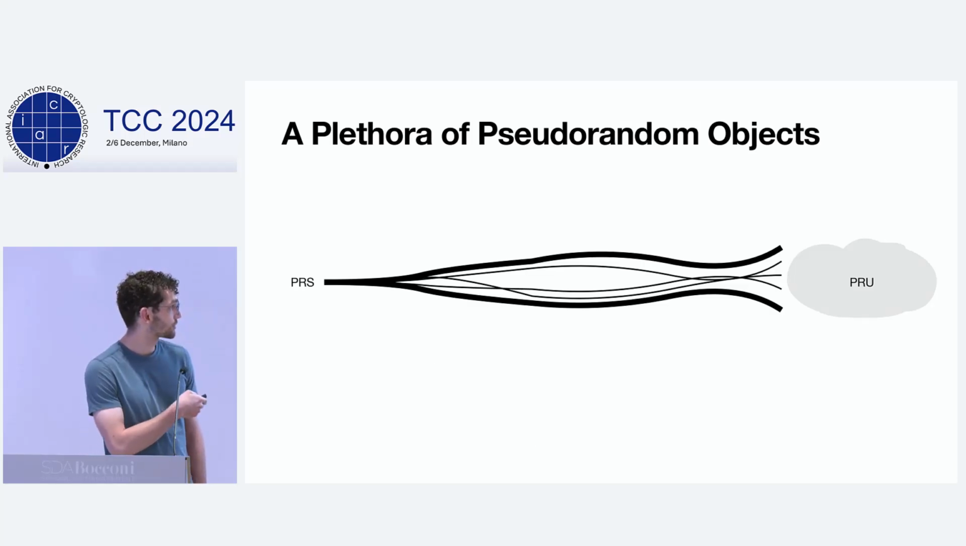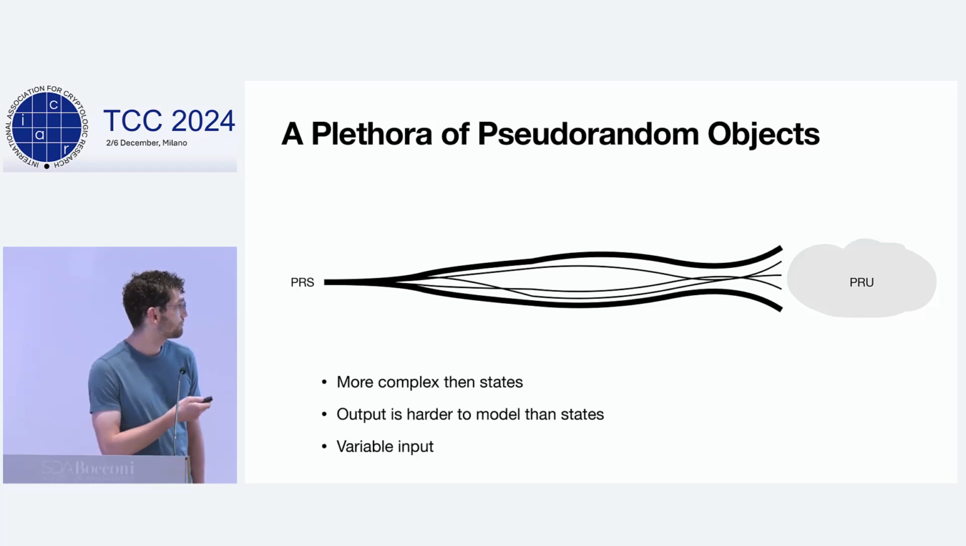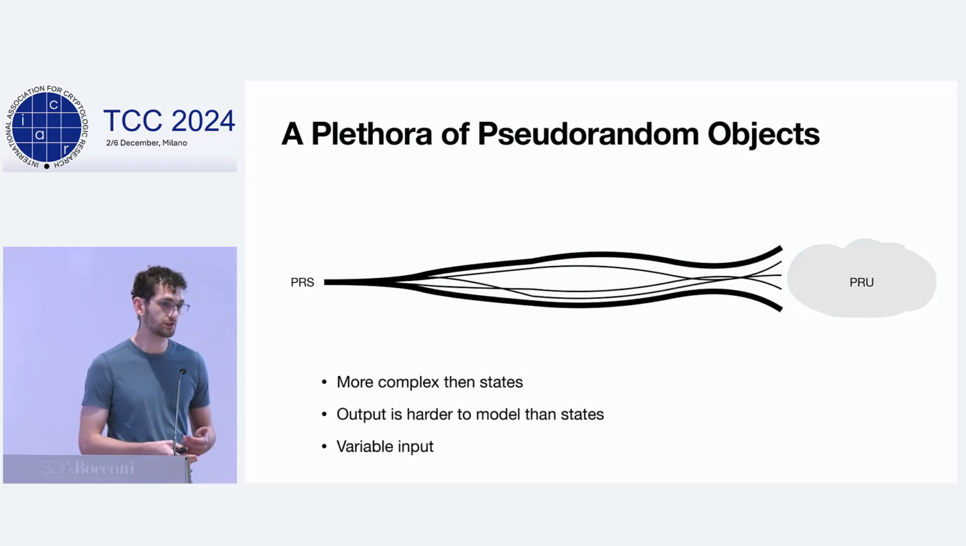And since the introduction, there have been a plethora of pseudorandom objects, and some of them can be depicted as steps towards building pseudorandom unitaries. But pseudorandom unitaries are inherently more complex than states. Their output is harder to model, and also the variable input is harder to deal with.